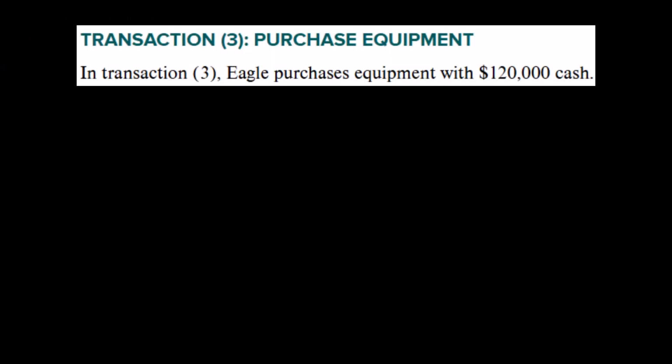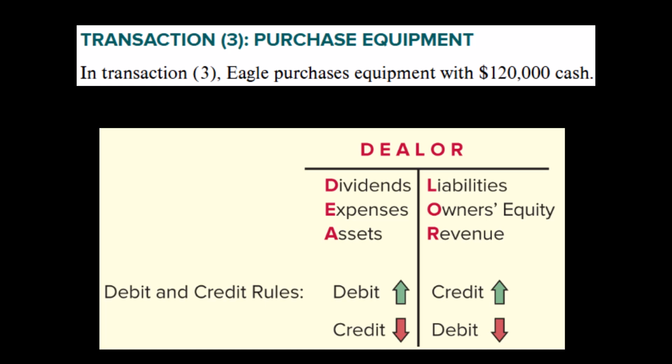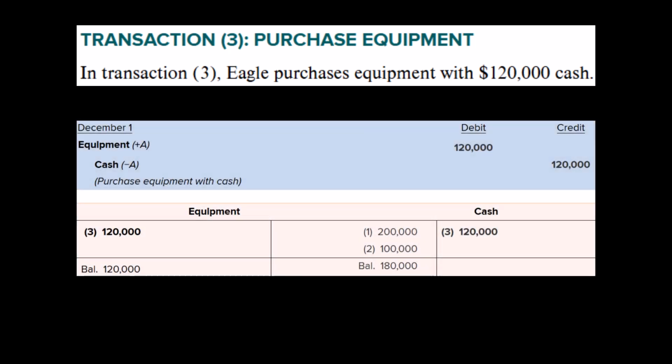Transaction 3. We buy $120,000 of equipment using cash. What's happening? One asset, equipment, is going up. Another asset, cash, is going down. According to our rules, an increase to an asset, equipment, is a debit. A decrease to an asset, cash, is a credit. This is an asset exchange. One asset goes up and another goes down. The entry is a debit to equipment for $120,000 and a credit to cash for $120,000. Then, we post it.